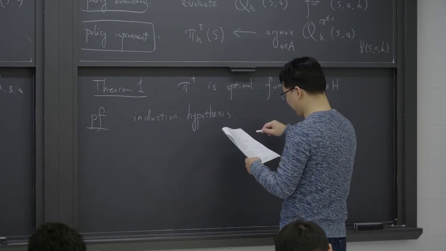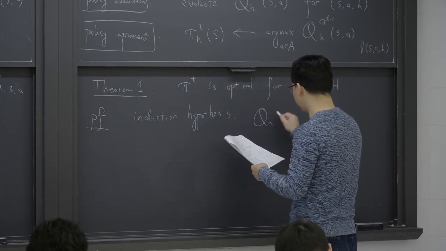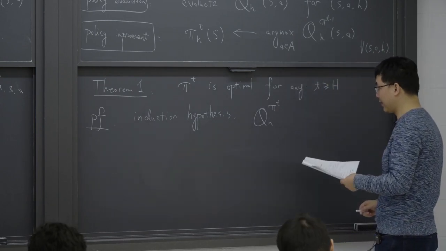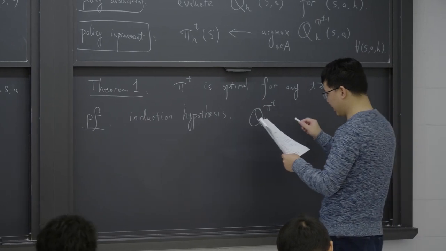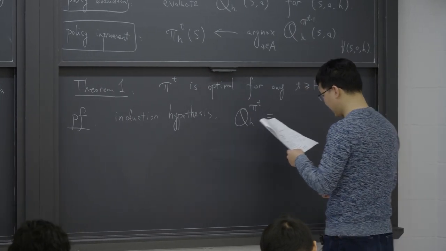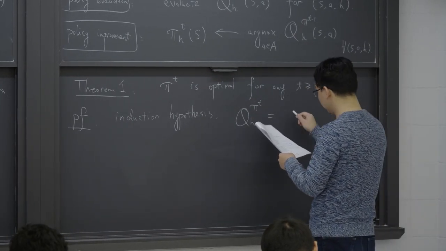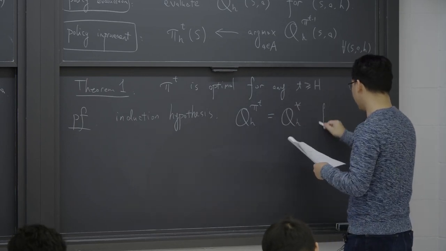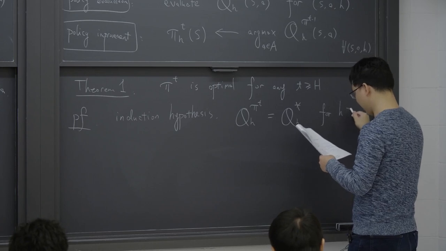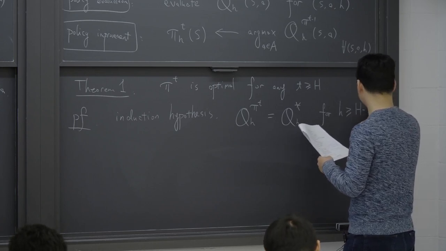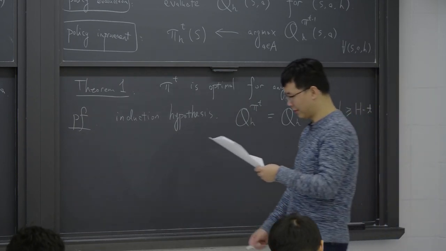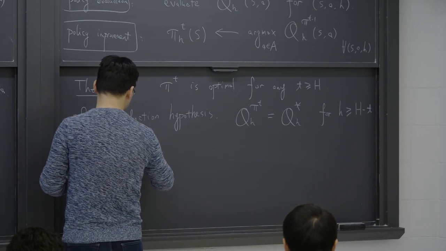We will actually prove a stronger result, which says this Q_h^{pi_t}, the value of pi_t, is equal to Q star h for any h greater than or equal to H minus t. So what is this induction hypothesis talking about?